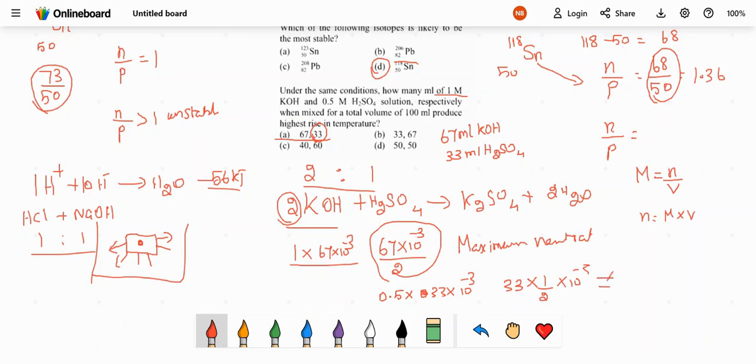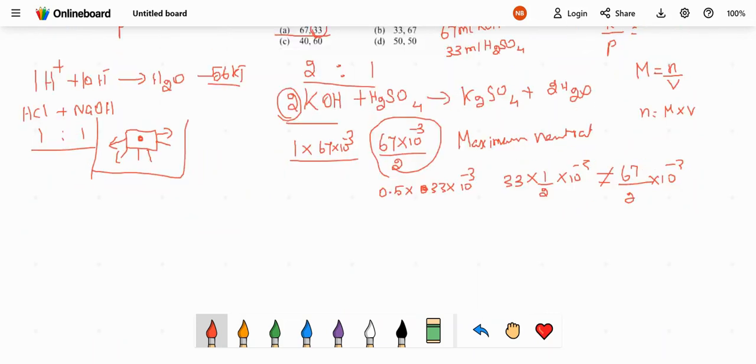So this is not equal to 67 by 2 into 10 to the power minus 3. That is why maximum neutralization will not be possible. So there will be an excess of KOH in this first case. So we have to go for the second case. Let us check the second case.